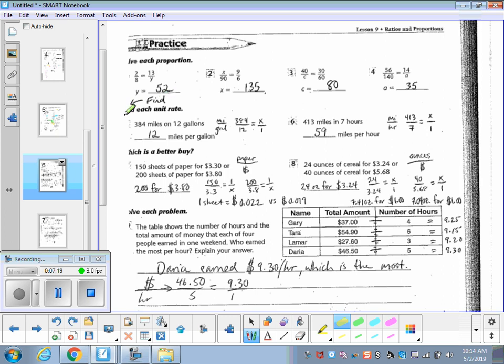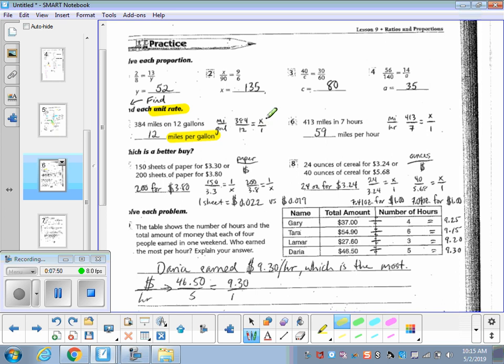It says find each unit rate. A unit rate, y'all, is just like per one of something. So if you can get 384 miles on 12 gallons of gas, the unit rate is how many miles can you go per 1 gallon, okay? So what we're comparing here is miles and gallons, and we know that we can get 384 miles out of 12 gallons of gas. So we want to know how far we could go on just 1 gallon of gas.